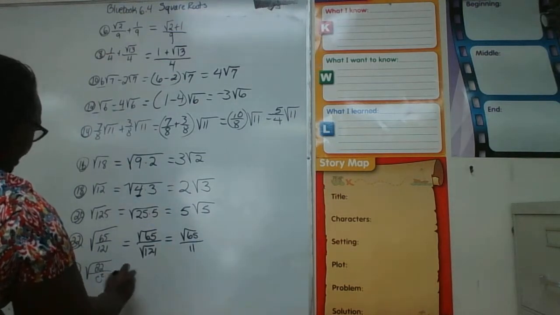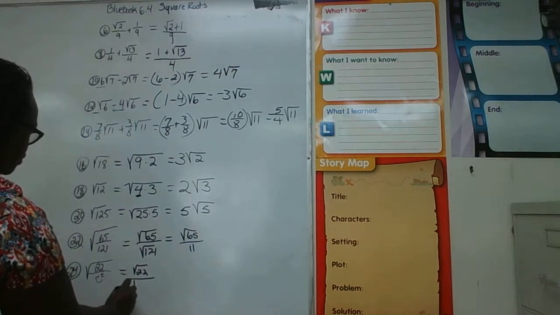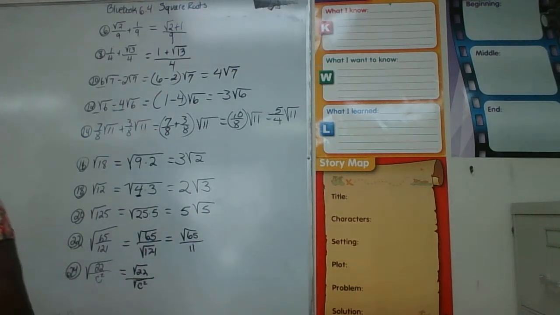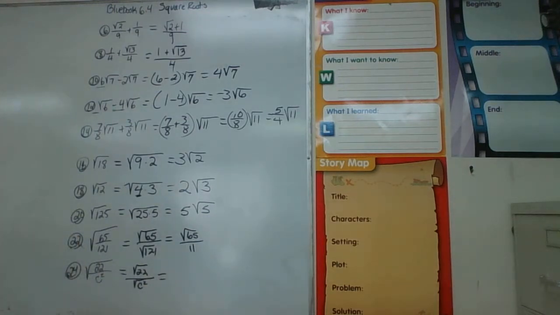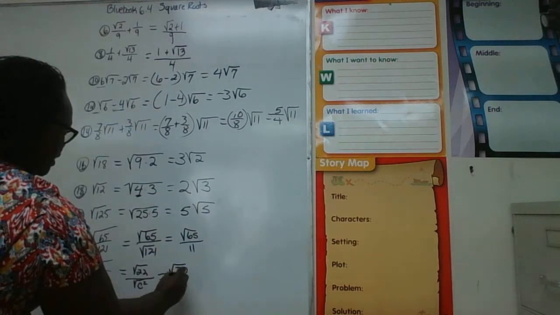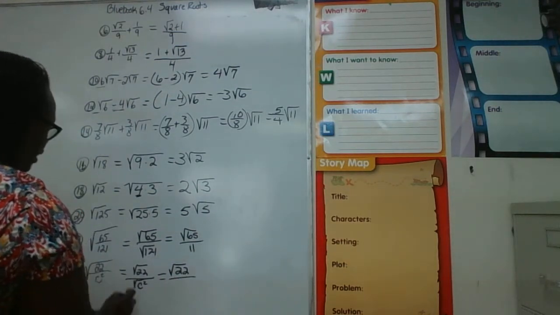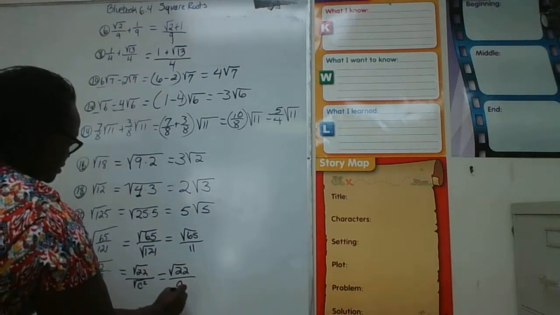Let's look at number 22 here. Once again, we're actually breaking this apart to the square root of 22 over the square root of c squared. Therefore, we do not have two factors, one of them having a perfect square in it, so the 22 will remain under the radical, and then the square root of c squared is c.